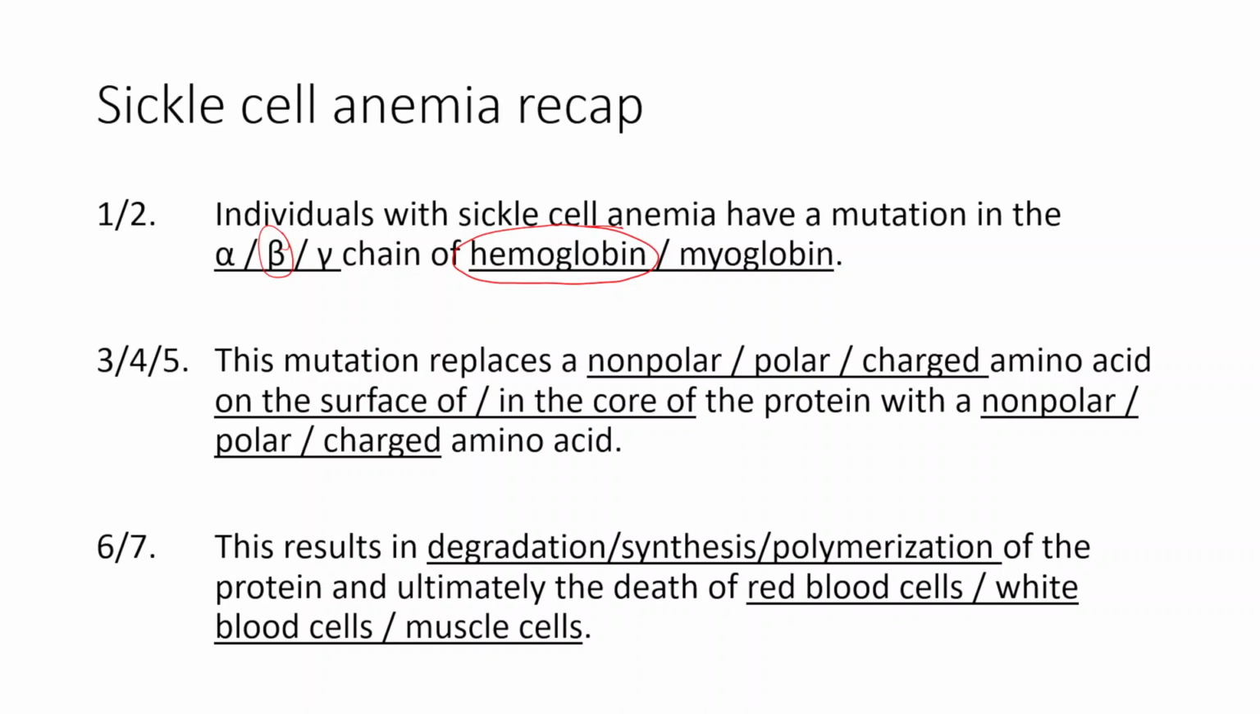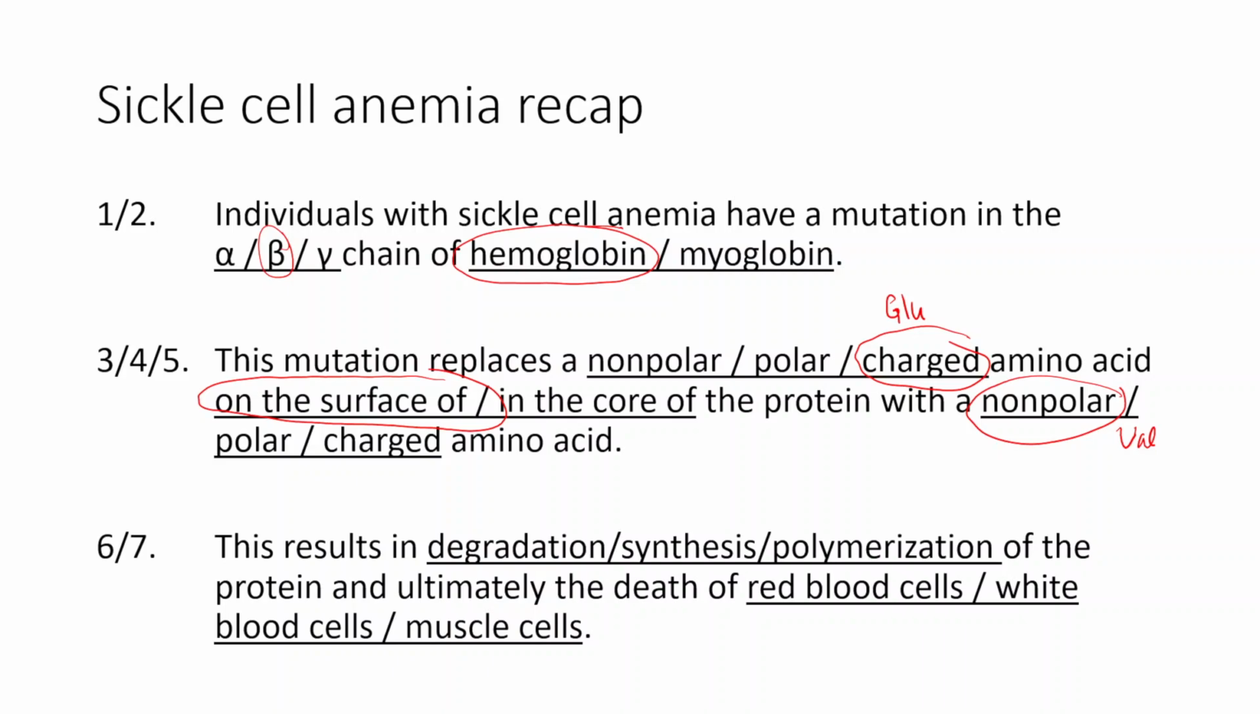This mutation replaces what kind of amino acid? Yes, it is a charged amino acid. Do you remember which one? Glutamic acid, yeah. And where is it? Is it on the surface or in the core of the protein? On the surface, yeah. And what is it getting replaced with? Which is nonpolar. Yeah, so it's a nonpolar amino acid, and if we want to get specific, it is valine.